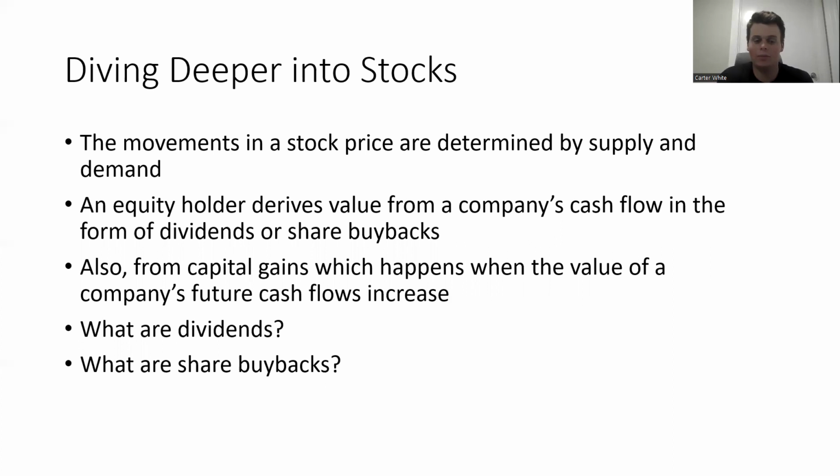Like I said last time, an equity holder derives value from a company's cash flows in the form of dividends or share buybacks, and also from capital gains. You get capital gains if the stock goes up. This should happen when the value of the company's future free cash flows increases. So it really all has to do with the underlying real assets that the company has and the cash flows that they're generating. But I didn't really define dividends and share buybacks last time. I mentioned them, but I didn't define them. So I'm going to do that now.